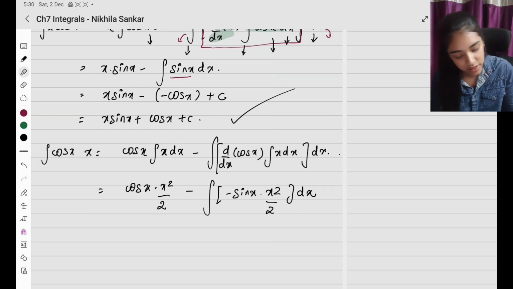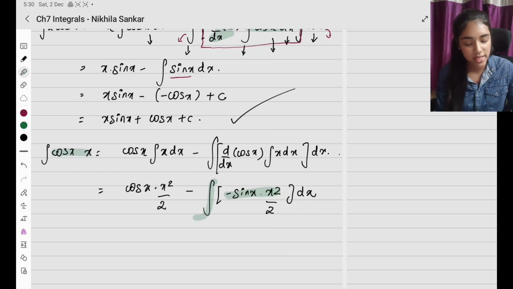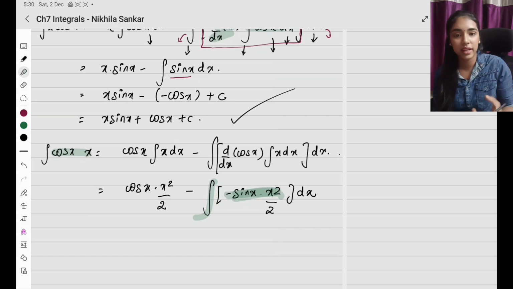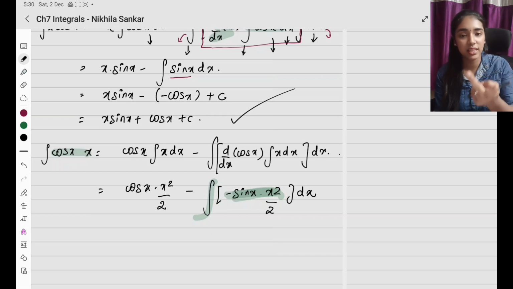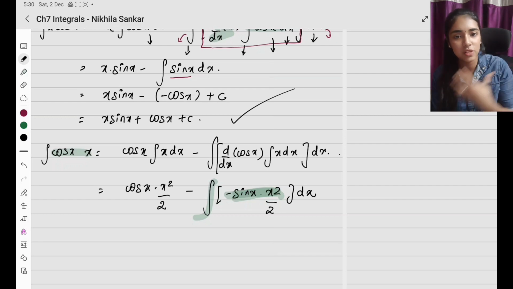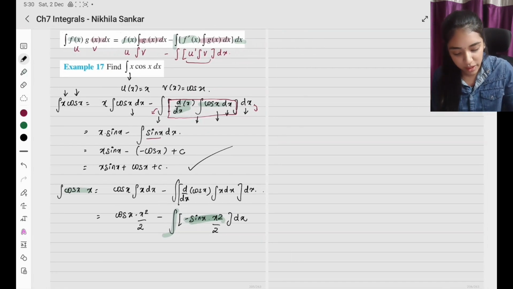So what do you notice here? I have the integral of x square times sin x. So my question itself was much simpler. It was x cos x, but here I have got x square times sin x, which is an even more complicated question. So because we swapped the first function and second function, you see that the sum has become even more complicated. So how do you know which is your first function and which is your second function? So this method is not right.